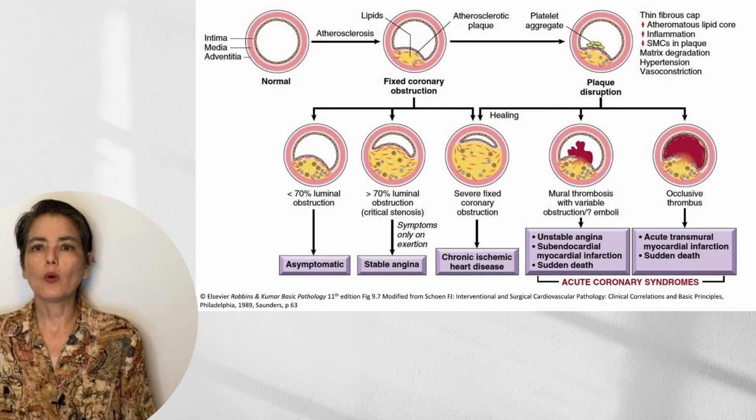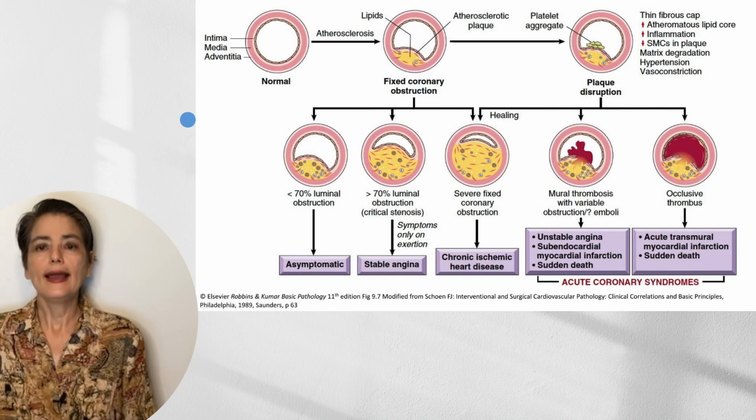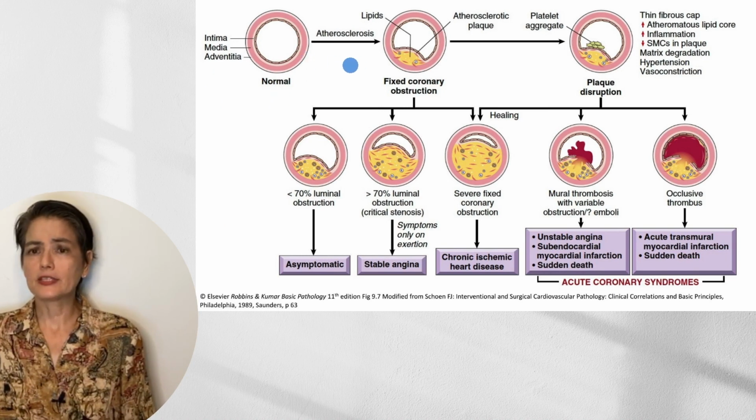Let's take a look at what happens in our coronary arteries in the setting of atherosclerosis. And this gives me the opportunity to talk about what happens before we get to our myocardial infarction. So here we have our healthy vessel, and with a variety of risk factors such as low HDL and high LDL, we get the development of an atherosclerotic plaque.